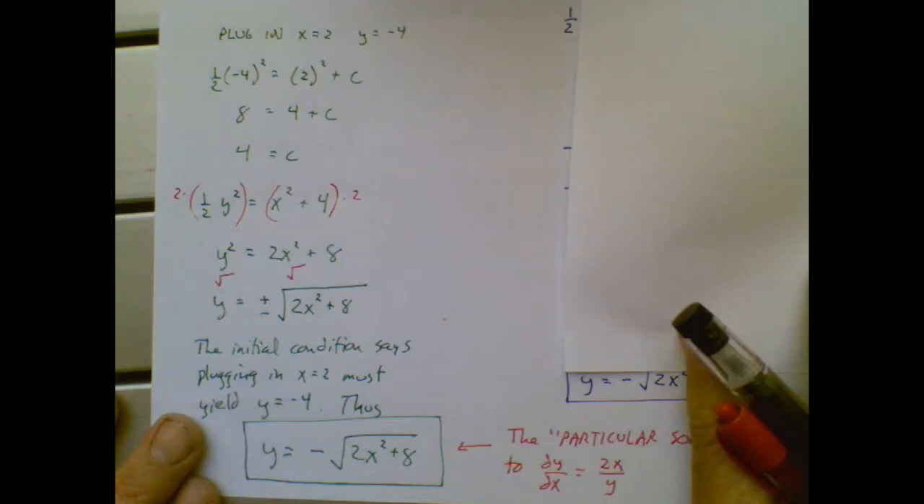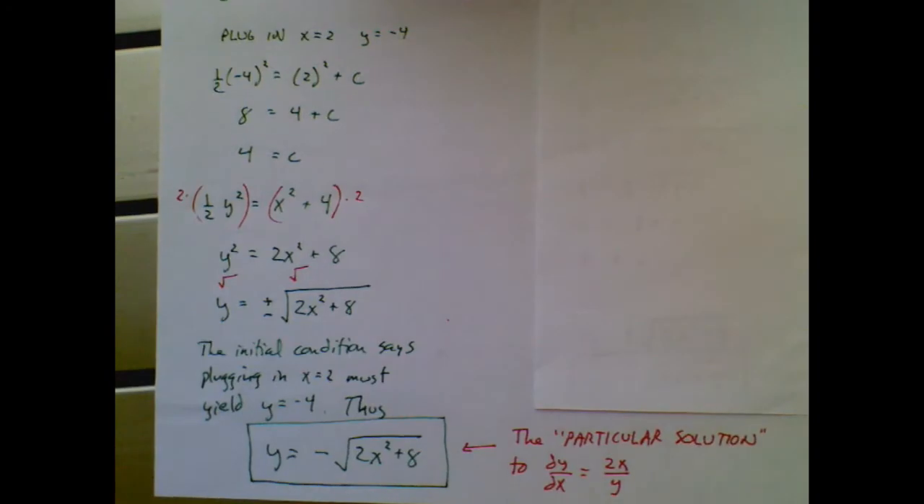And a little bit of a vocabulary thing here. What we have just found, our answer to our differential equation, is called the particular solution to that differential equation. This is an equation that has that for a derivative. I know that doesn't make sense to you right now, but it also goes through the point 2 comma negative 4. There's your answer.